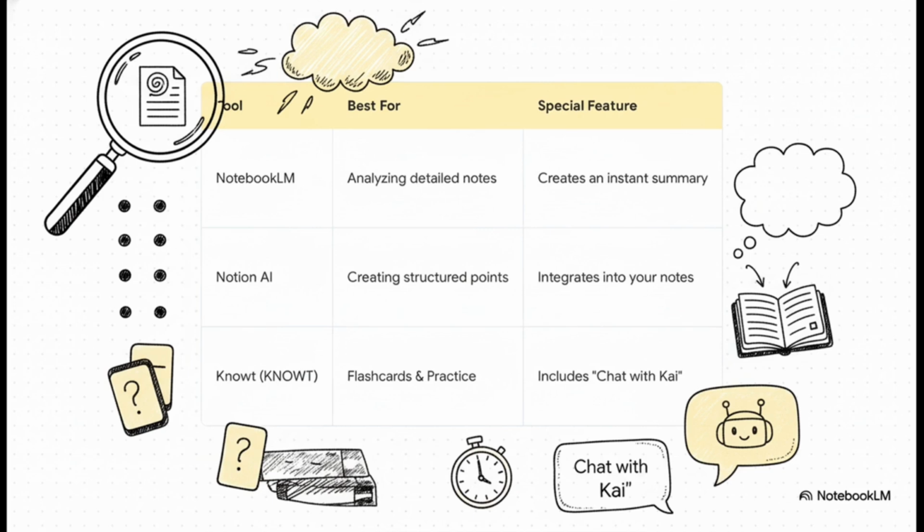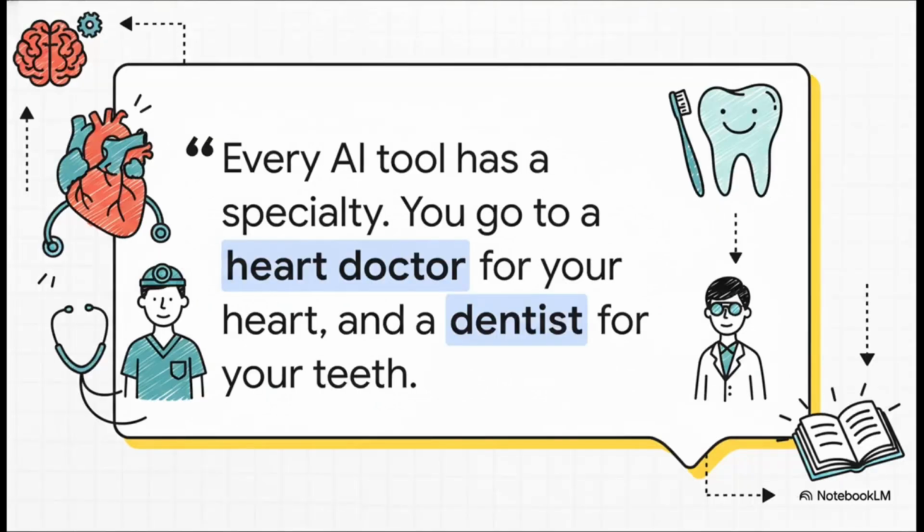My personal favorite, though, is probably Knowt. That's KNOWT. It can turn your notes into flashcards and practice tests, and it even has this cool Chat with Kai feature for when you get stuck. I mean, think about it this way. You wouldn't go to a dentist to get your heart checked, right? You go to a specialist. It's the exact same idea with AI. Using the right tool for the right academic task is absolutely key to getting the results you want.